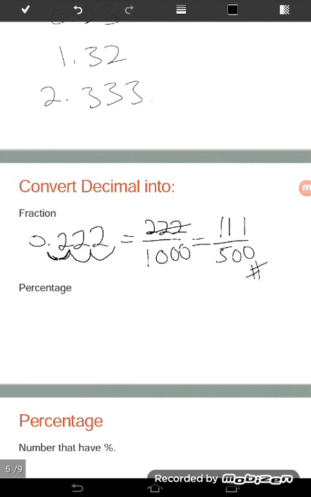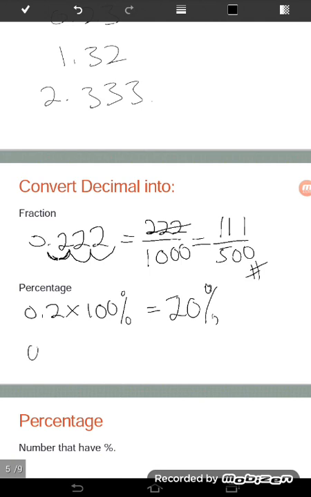How to convert a decimal into a percentage? Just like converting a fraction into a percentage, you need to multiply by 100. For example, 0.2 times 100%, the answer is 20%.